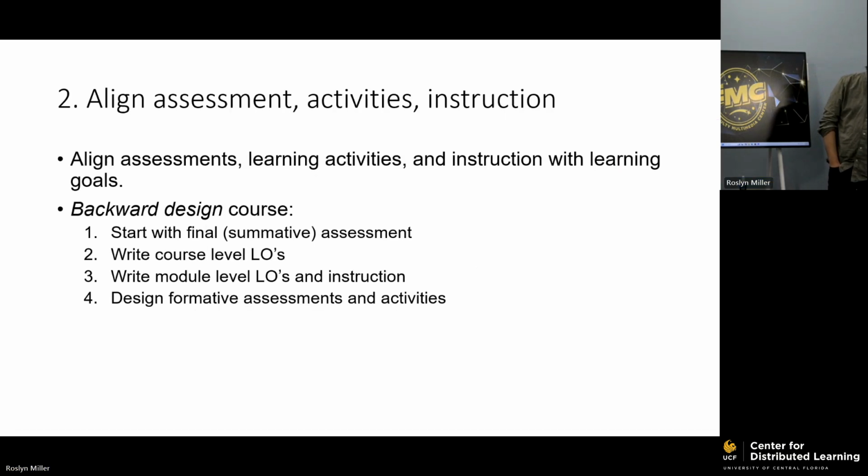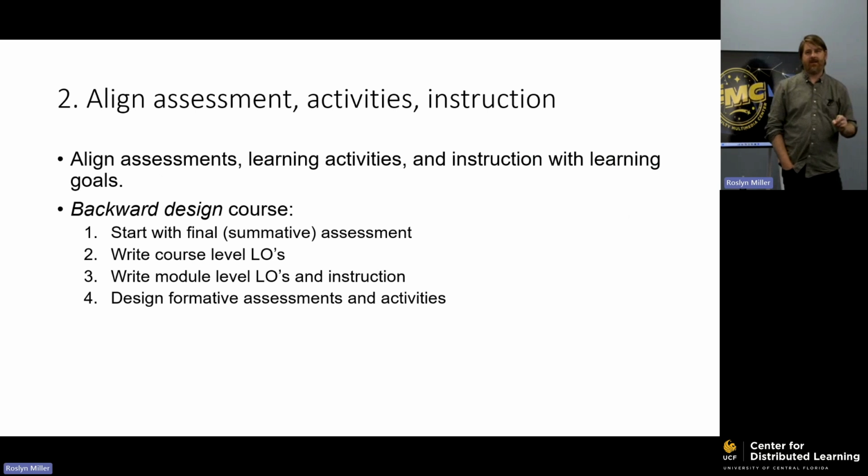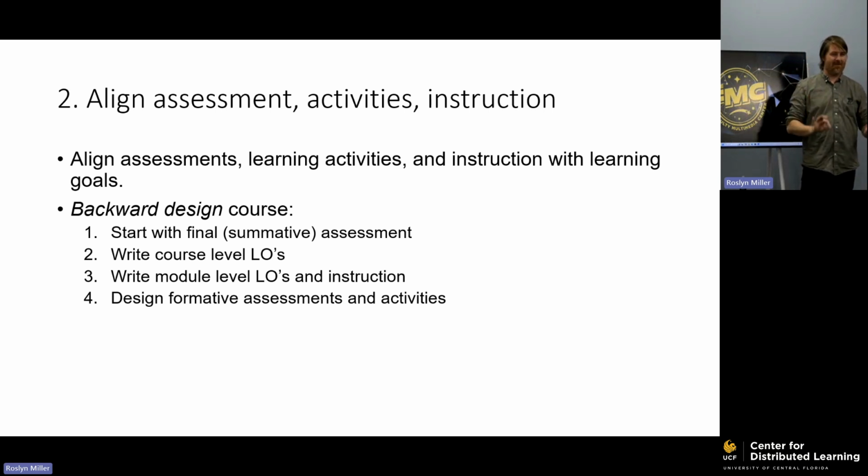So now, how do we get there? How do we get to those learning objectives? This is where alignment comes in, and I think this is a useful way to build your learning objectives, your instruction, and your formative assessments. Do it all from backward course design. You start by writing a final summative assessment. What do you want them to be able to pass at the end of your course?